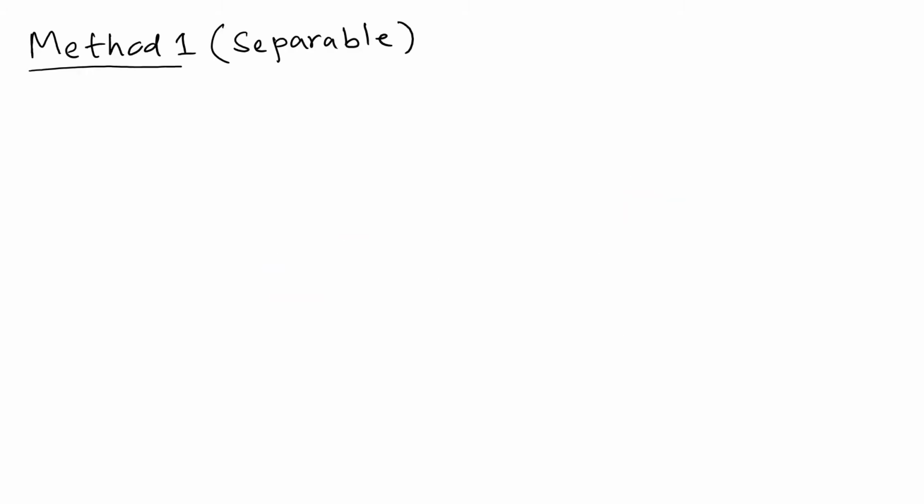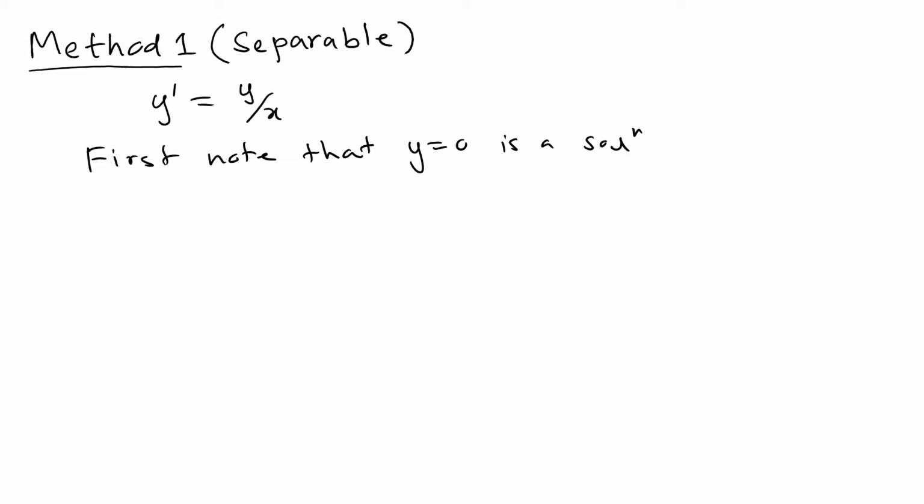Let's start with the most common one for a problem like that. We have the problem y prime equals y over x, and you can see that this is a separable differential equation. First note that y equals 0 is a solution. If you plug in y equals 0, you can see that it satisfies the equation.